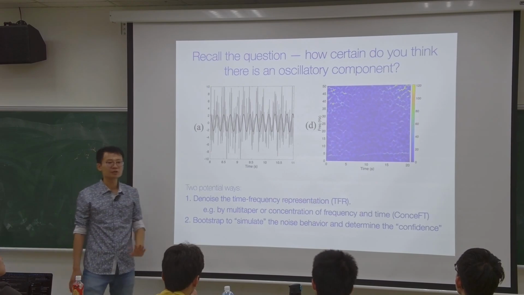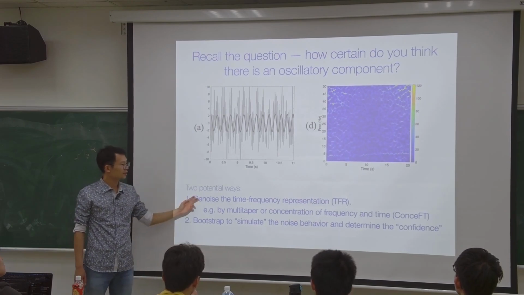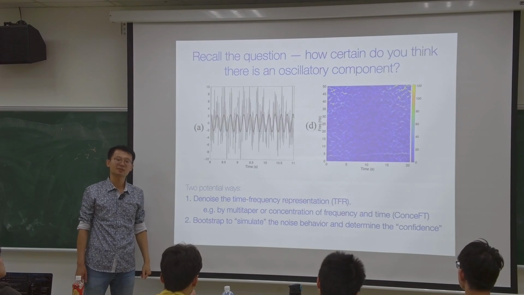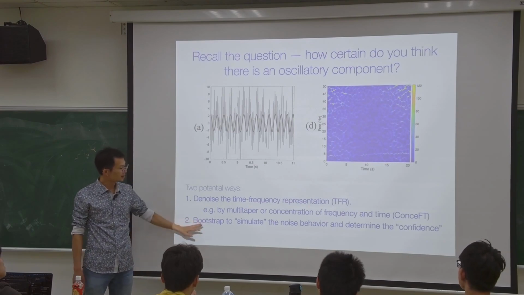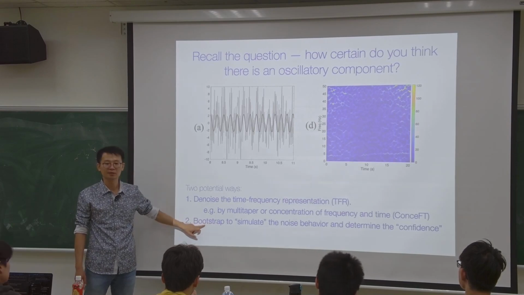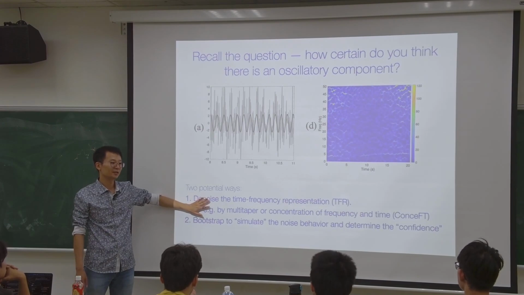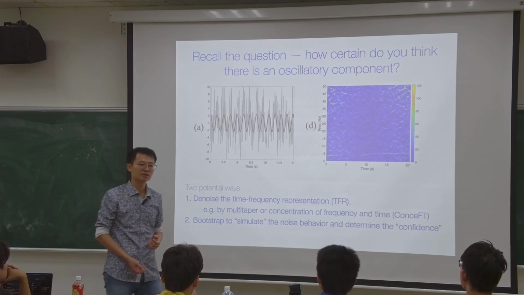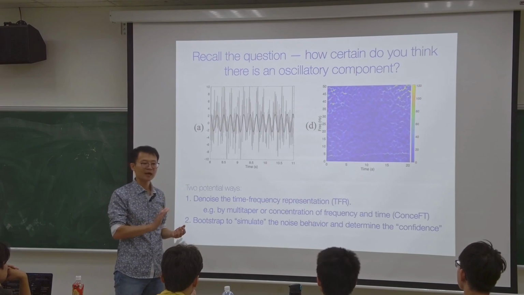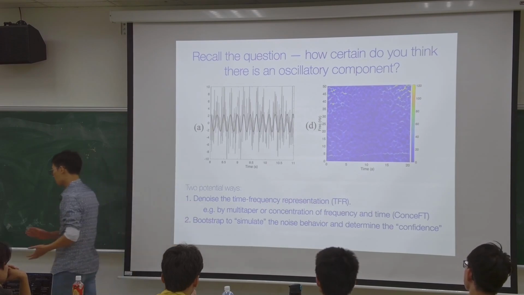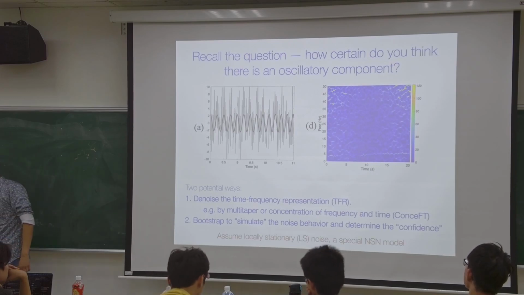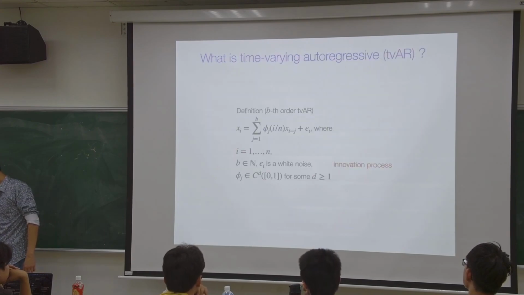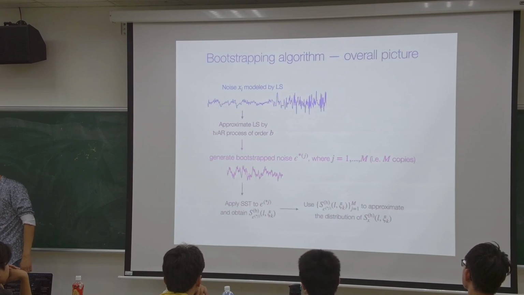There are two potential ways we can do it. The first one is to denoise the time frequency representation, for example, using concept, which we haven't discussed. The other one is to do bootstrap, and that is the way I will tell you about today. Concept will come later. With concept, you can blend in a learning procedure to learn the ideal threshold. There are several things that can be achieved. I will skip this part for now.